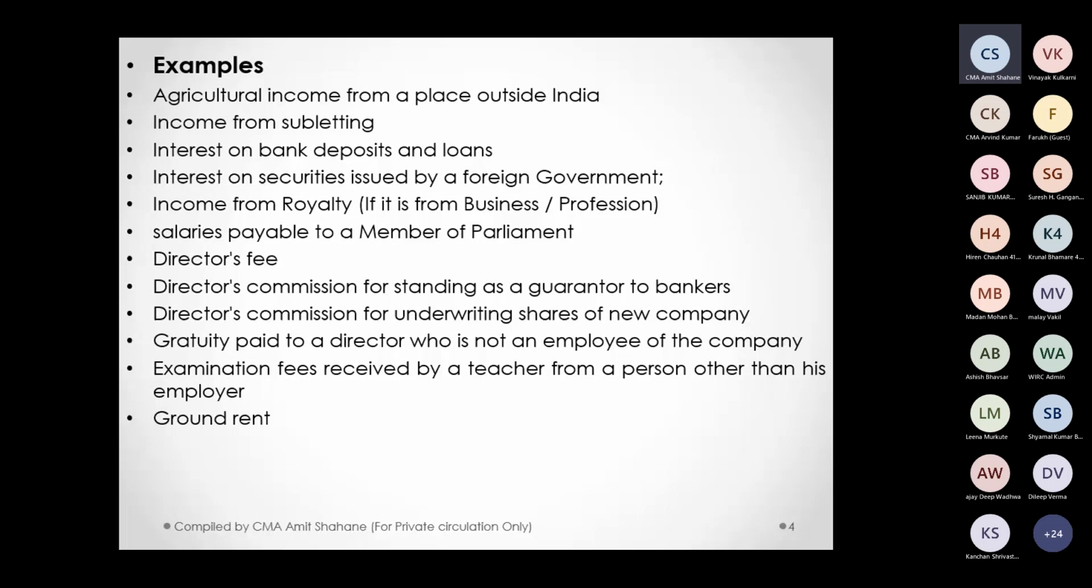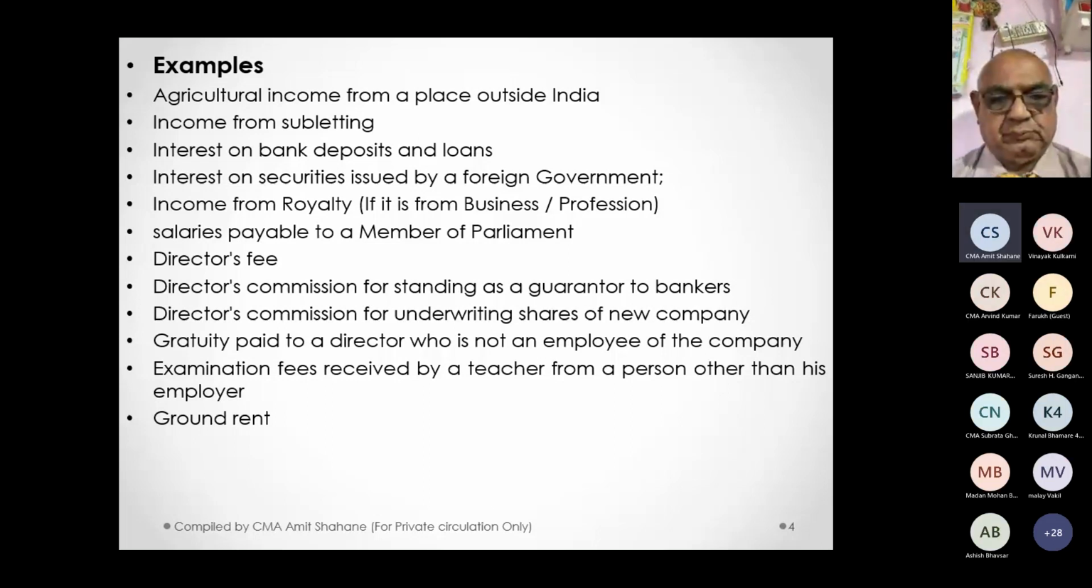Suppose there are many cases wherein the land is still in the name of the landlord, and then the building is constructed, and that society or the flat owners are supposed to pay monthly rent to this landlord. Nowadays, this is not a very common thing, but whatever ground rent you are receiving is chargeable under income from other sources.